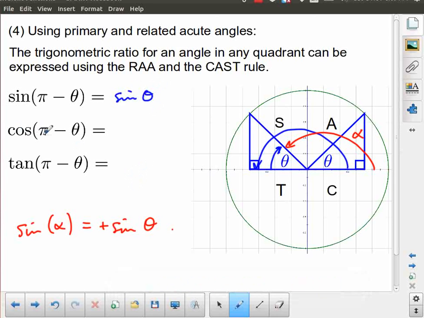The cosine of pi minus theta is going to be related to the cosine of theta because theta is the related acute angle. But because of the CAST rule, I know that's going to be negative. The tangent of pi minus theta is going to be related to the tangent of theta, but because of the CAST rule, I know tangent is negative in that quadrant.